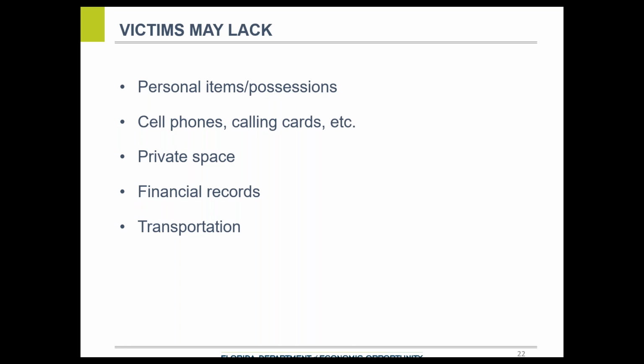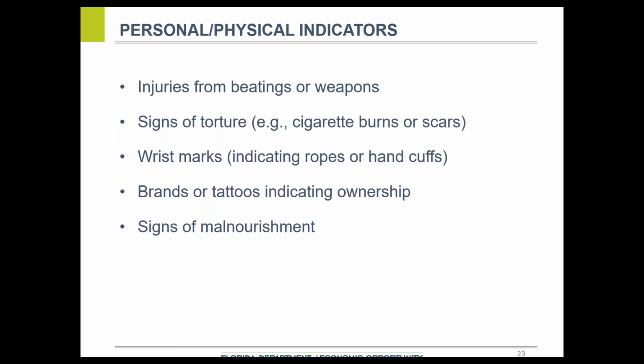documents increases the victim's fear of being deported or reported to law enforcement. Victims may also show signs of injury, branding, and malnutrition. Unfortunately, victims often do not seek or are not allowed to seek medical care by the traffickers. And the slide shows some examples of personal or physical indicators.